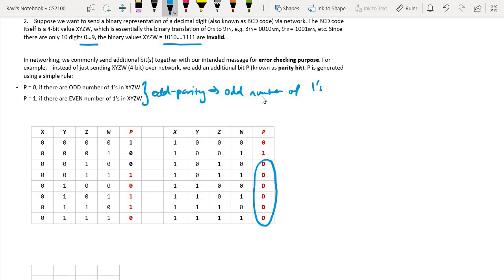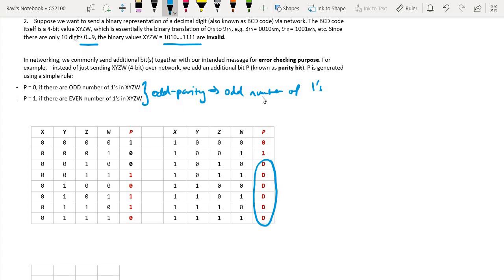Before we go into the details of this, let's look at the truth table first. If I look at the first entry 0000, the number of ones is even because it's 0, so I put a 1 as the output P. Now this whole 5-bit data packet has an odd number of ones.